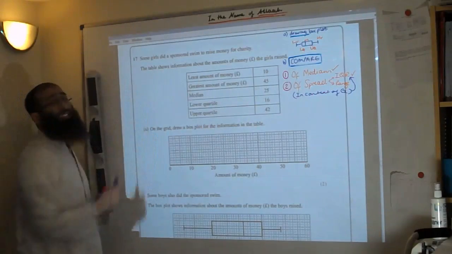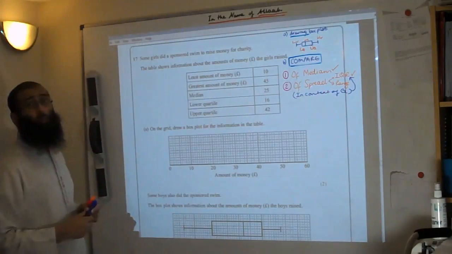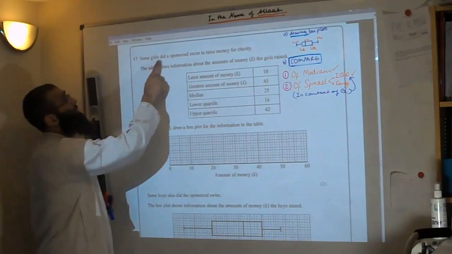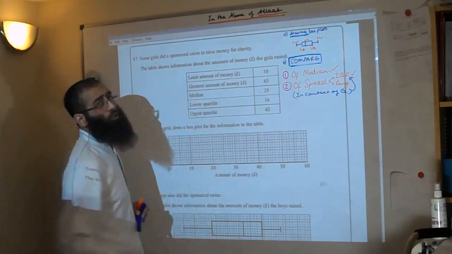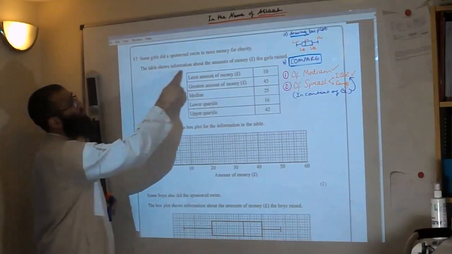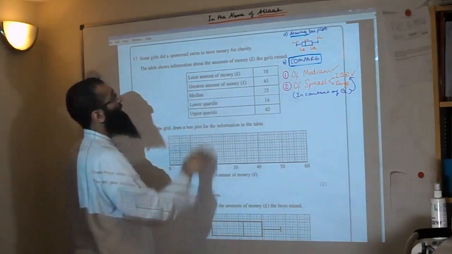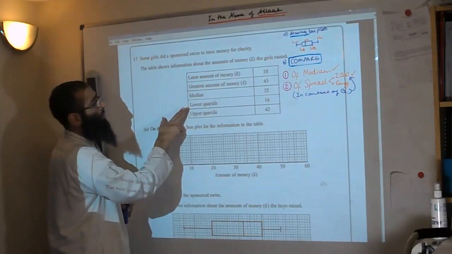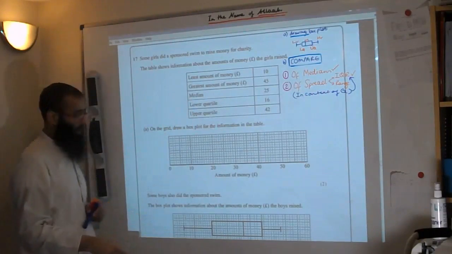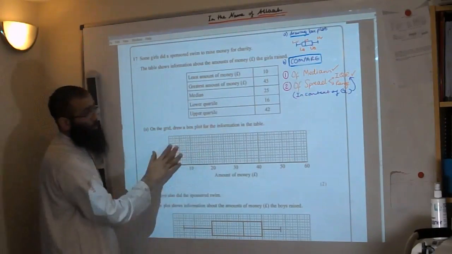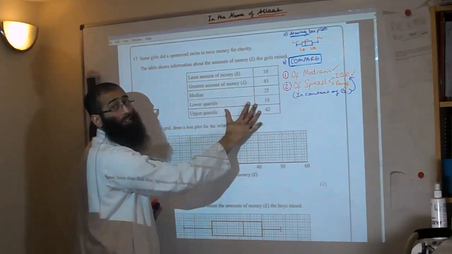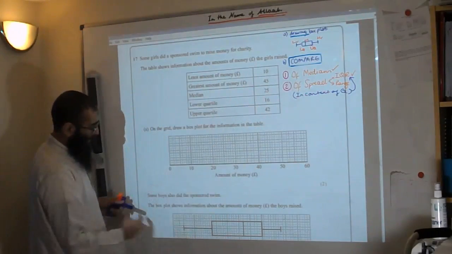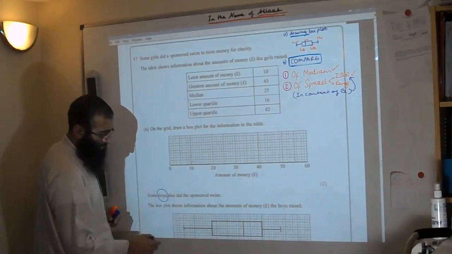Okay, question number 17. We're looking at box plots in this question. Some girls did a sponsored swim to raise money for charity. The table shows information about the amount of money the girls raised. So least amount, greatest amount, median amount, lower quartile, upper quartile. Now, on the bottom over here, this is one we have to draw, taking this data over here. The bottom one over here is for the boys, and that's already drawn for us.